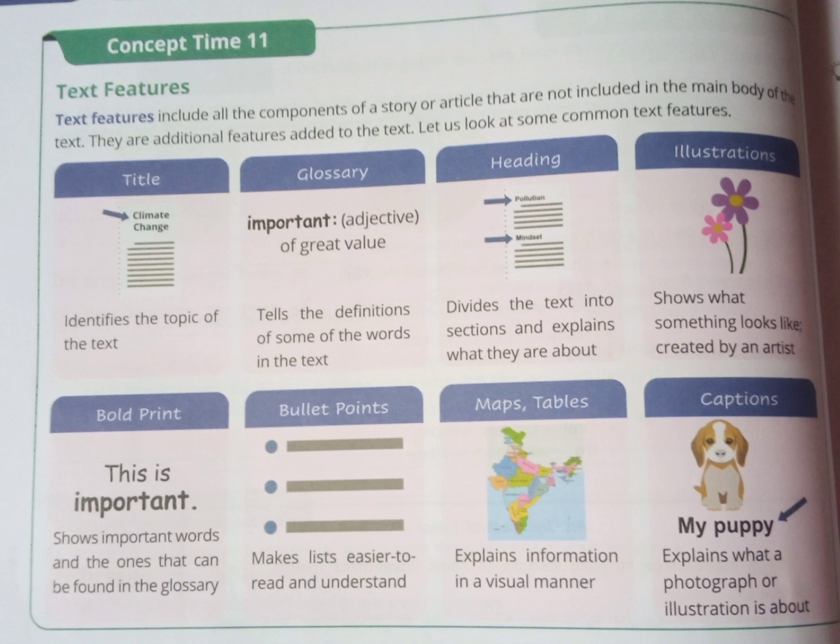Bullet points make a list easy to read and understand, so they will give the important points in bullet format, okay. Maps and tables explain information in a visual manner. So the maps and tables explain the importance of some information in a visual manner, okay. This is caption.